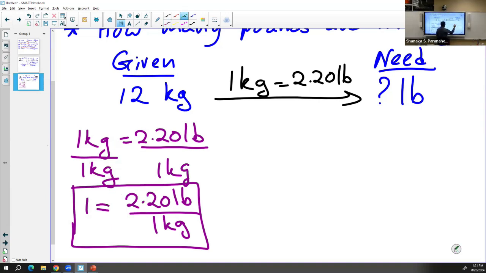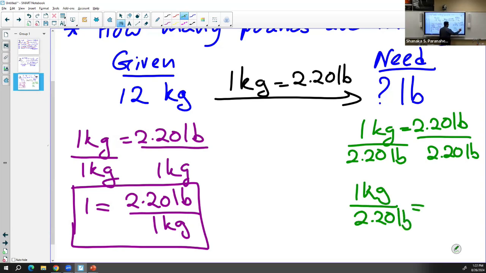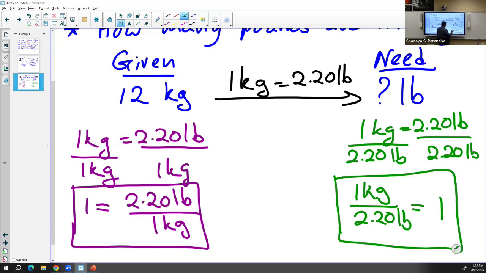Okay, so I'm going to use the same equation. 1 kilogram is equal to 2.20 LB. And this time I'm going to divide by the right side, 2.20 LB. So I'm going to divide both sides by 2.20 LB. What is my answer? 1 kg over 2.20 LB. I can't simplify this side further, so I'm going to keep it like this. And the right side is 1. It is also equal to 1.